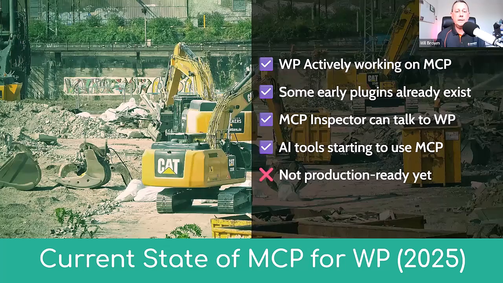So the big takeaway really is MCP in WordPress. It's coming, and the foundation is being built right now, but it's very early stage technology. So just be careful. I would keep up with it, but yeah, just experiment and have a think about it. But it's not production ready at the moment.